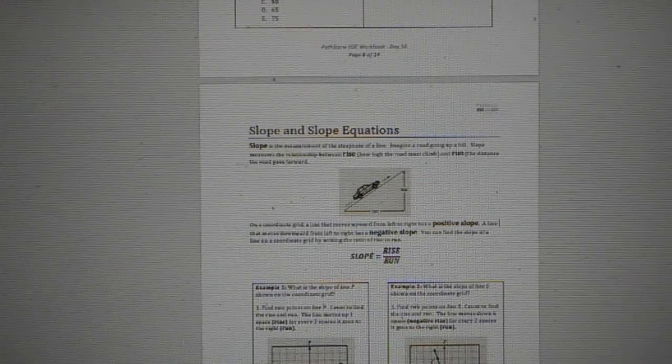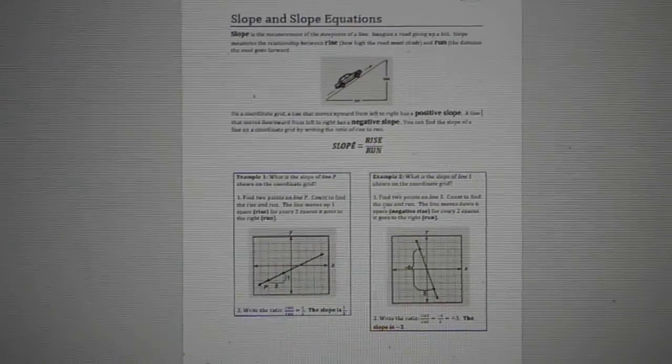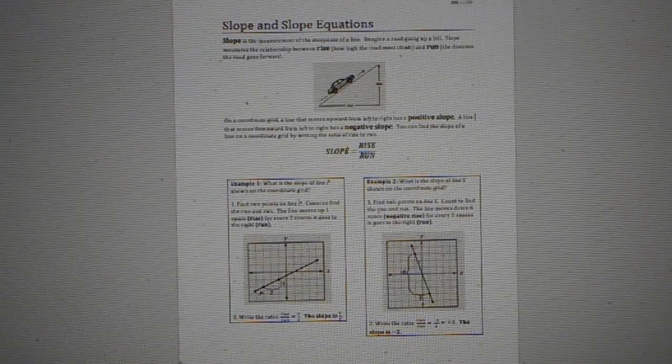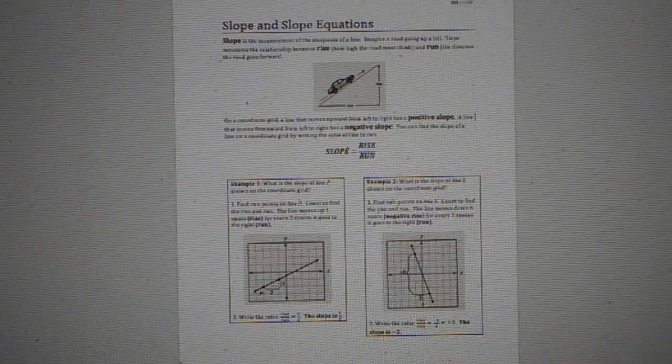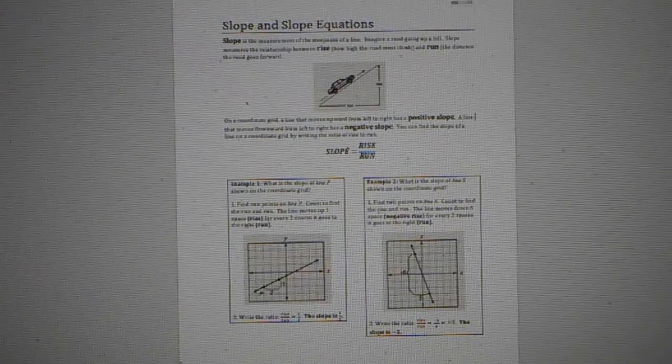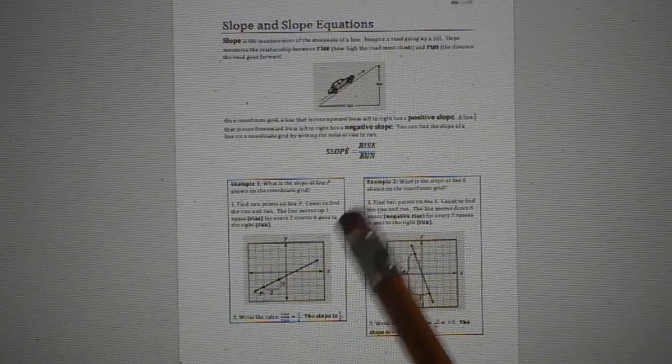Now you remember we're working on our coordinate plane, right? And learning about coordinates. Okay, so what are we going to do with those coordinates? Well, let's look. Slope and slope equations. So, what is the slope?